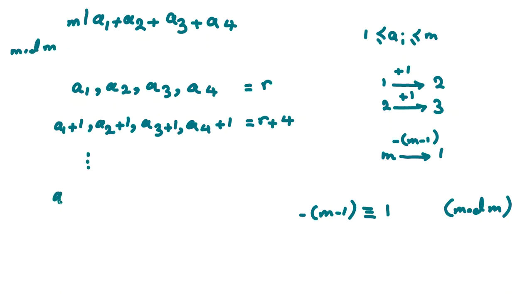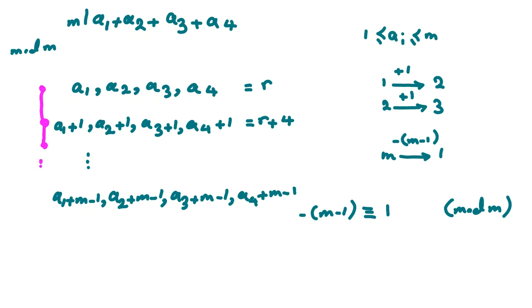And it goes up to a1 plus m minus 1, a2 plus m minus 1, a3 plus m minus 1, a4 plus m minus 1. If you add m, it will be the same, the same as the first one. So it was this one, this one, this one, and so on, and then it goes to the first one. Now, we can consider again r plus 4 up to r plus 4 times m minus 1.